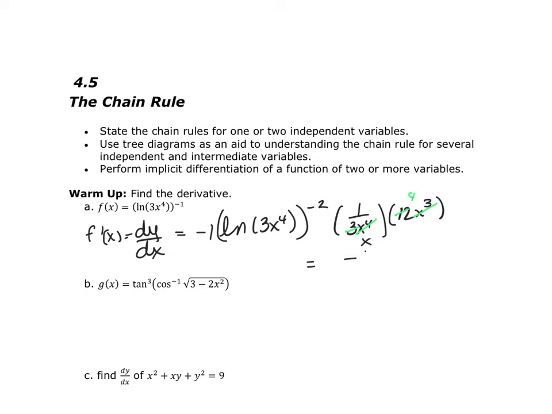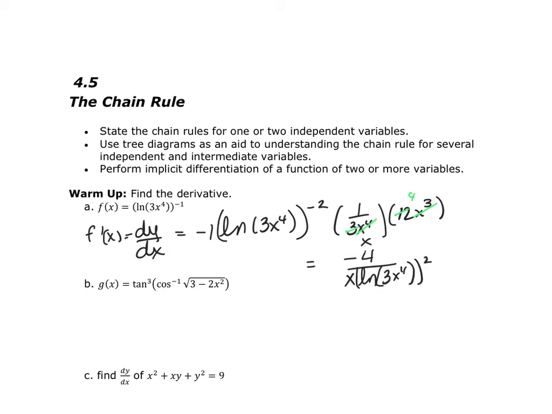That should be x. Okay. So what I end up with is a negative, and then 1 over, I have x, and then the natural log of 3x to the fourth, and then the quantity squared.